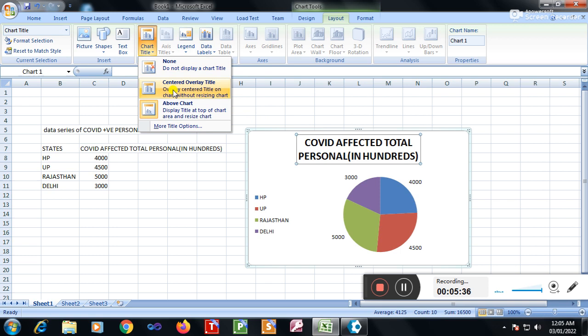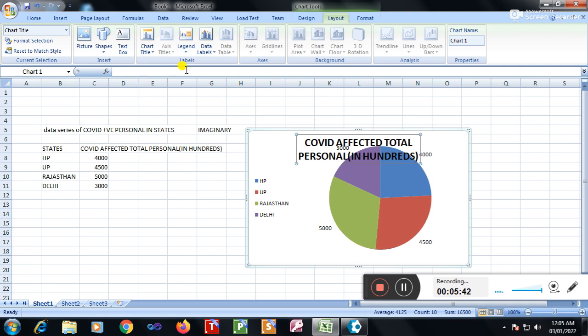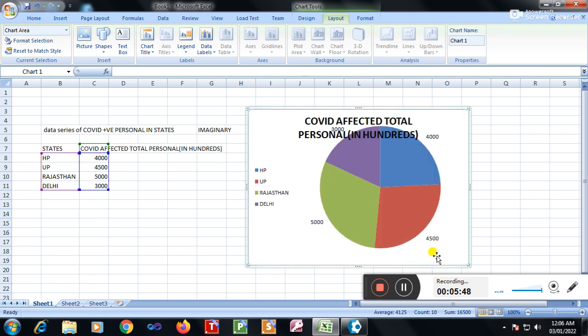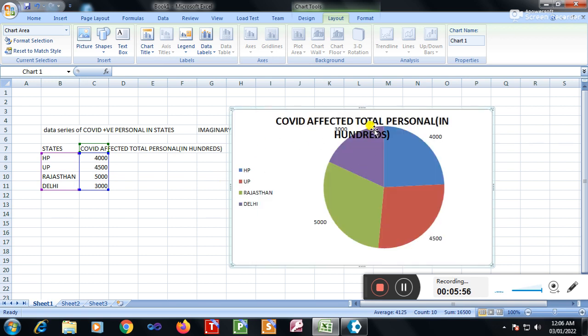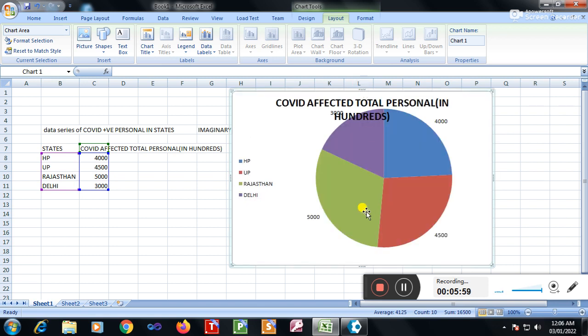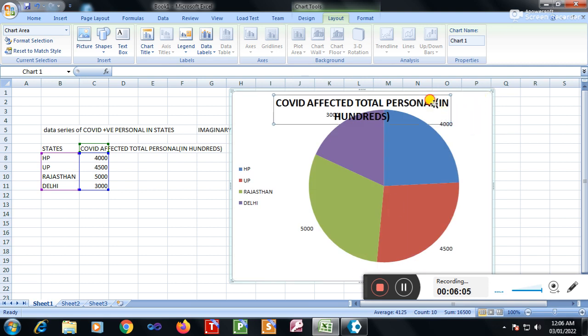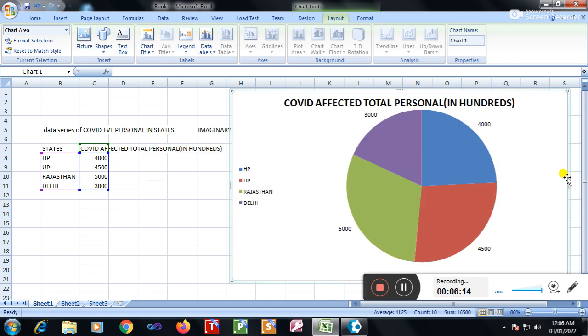center overlay title, and above chart. This is centered overlay. That is, you can extend the chart area here. So extend the chart area. Then it should be specific to the viewer. So that can be extended forward. It should be extended. Yes, something like this.